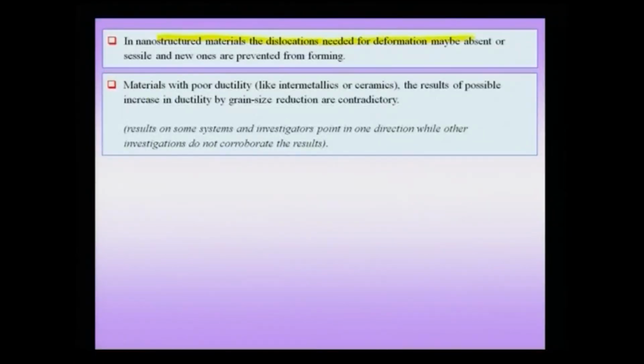And we have already observed that in nanostructured materials, the dislocations needed for deformation may be absent, or they may be sessile, and new ones are prevented from forming. If you look at tests performed on materials with poor ductility like intermetallics and ceramics, the results on possible increase in ductility by grain size reduction are contradictory. That means there are materials where a lot more research and investigation has to be done to determine whether, with decreasing grain size, I get additional ductility, and what exactly is the mechanism giving rise to the ductility.